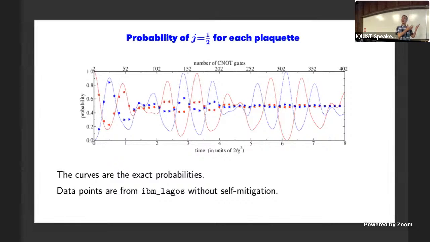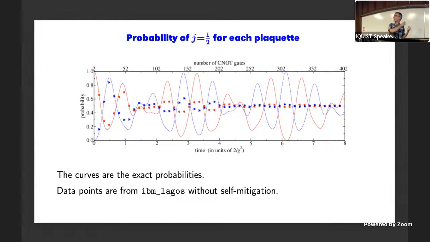So let me show you what happened when we put this on one of the little IBM quantum computers. Here's a graph where the curves are the exact result. The red curve is the probability that there is color flux in the left plaquette of your lattice, and blue is the probability that there is color flux in the right plaquette. Notice that red starts at 1 and blue starts at 0 because that was our chosen initial state. And as a function of time, they just oscillate in the pattern shown. The data points here are what we found by running on the actual quantum hardware.